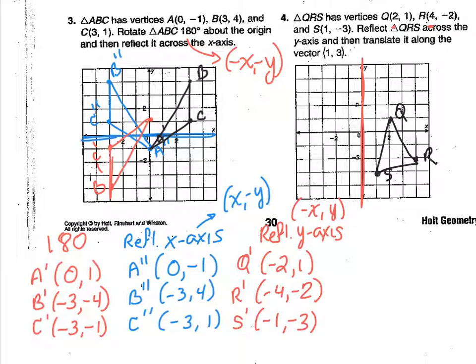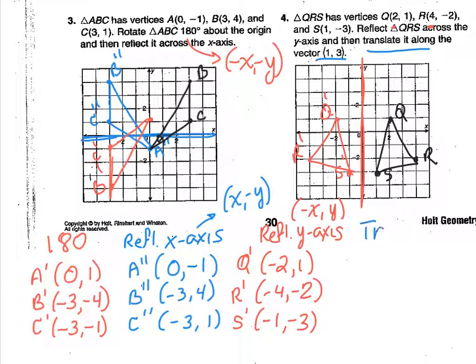So that's the first transformation. Let me plot those points. Negative 2, 1. That is q prime. R is negative 4, negative 2. That is r prime. And s is negative 1, negative 3. That is s prime. So this is a reflection across the y-axis. Now let me translate along the vector 1, 3.